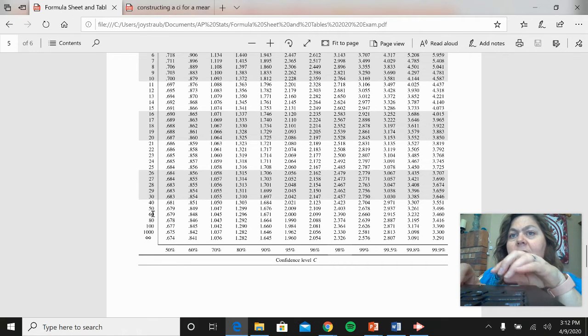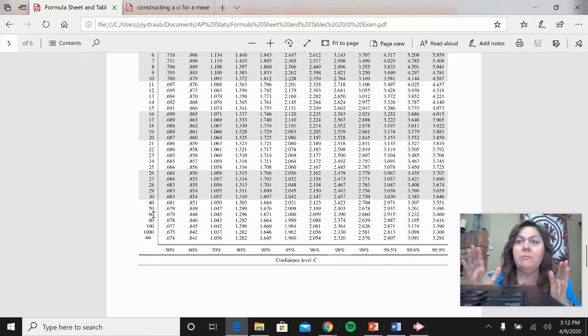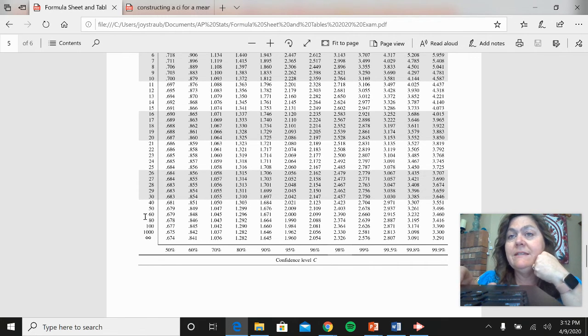However, we take the one that is lowest, because we want to make the most conservative estimate. It'll make our interval a little bit bigger, but it's going to be our conservative estimate, and we don't want to miss it by rounding the wrong direction. So we're going to round it conservatively. So you're going to go to the 60 right here.